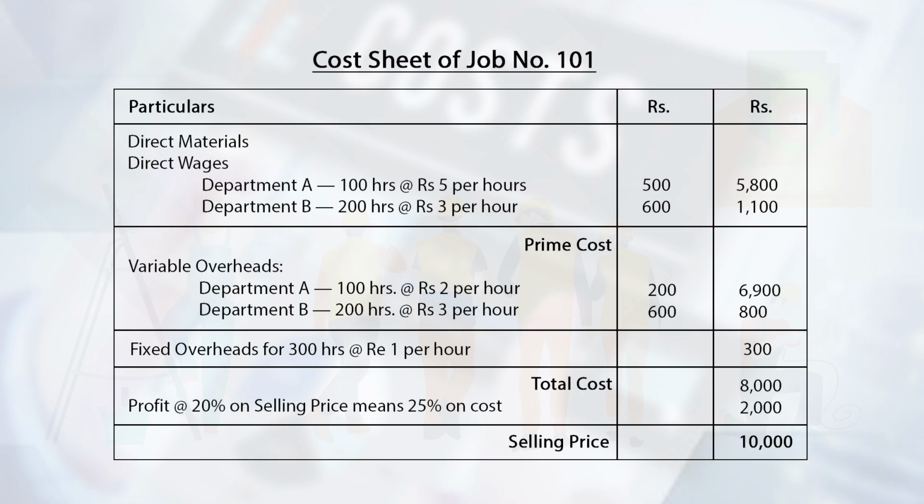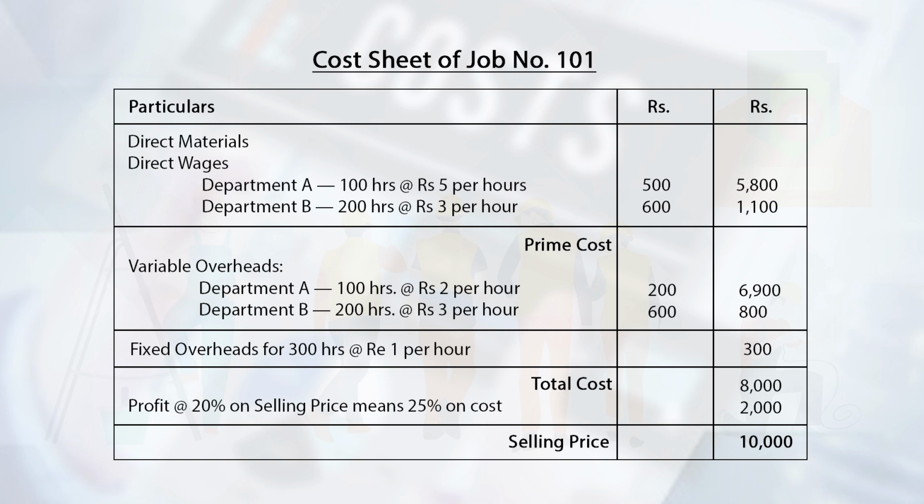Now let's prepare the cost sheet of job number 101. Direct materials rupees 5,800, direct wages for Department A, it is 100 hours at rupees 5 per hour, giving us 500 rupees, and Department B 200 hours at rupees 3 per hour, giving us 600, making a total of 1,100 rupees. Therefore, our prime cost is rupees 6,900.